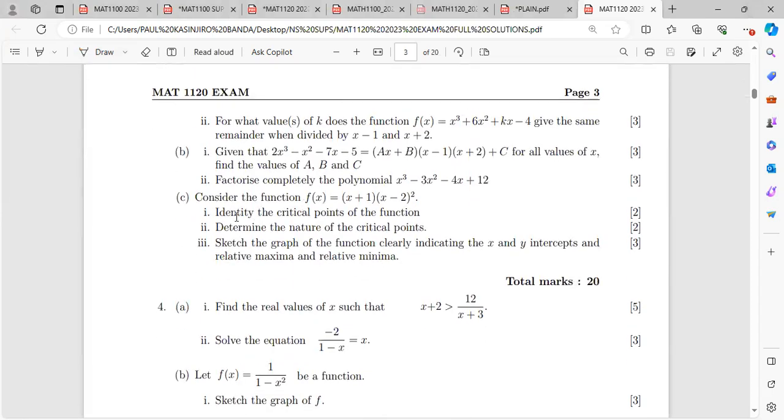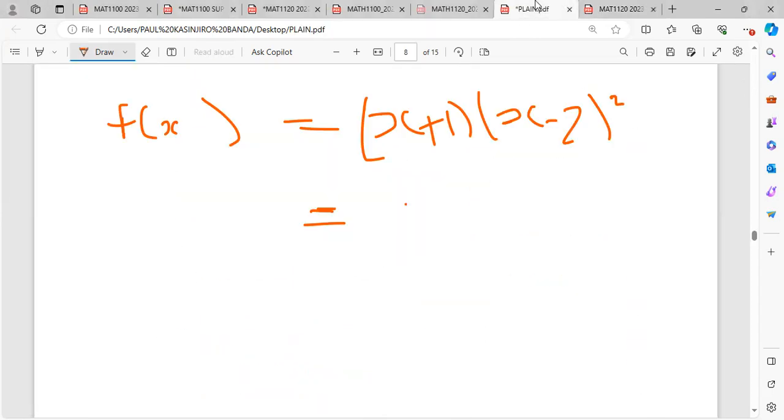Okay, so the first question here is: identify the critical points. How do you do that? I said you expand this, then you differentiate it, and then you equate that derivative to 0. So how do you expand this? You first expand what is in the brackets there. I multiply x minus 2 by x minus 2.